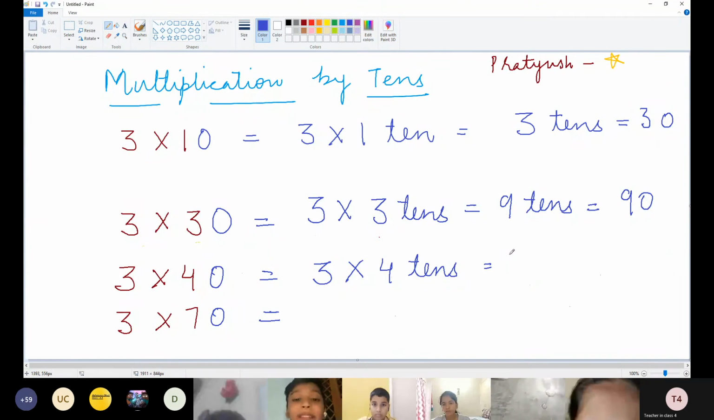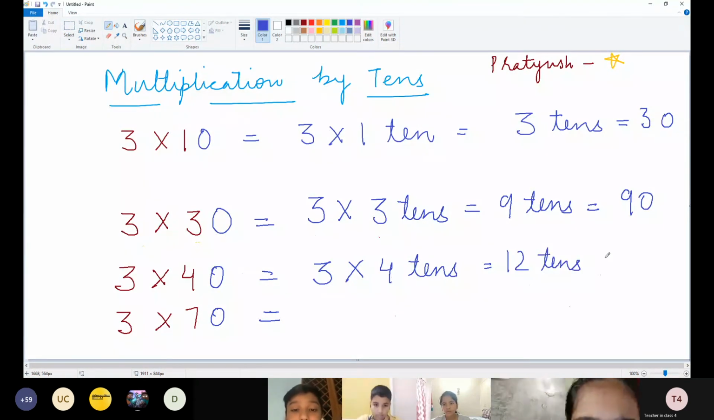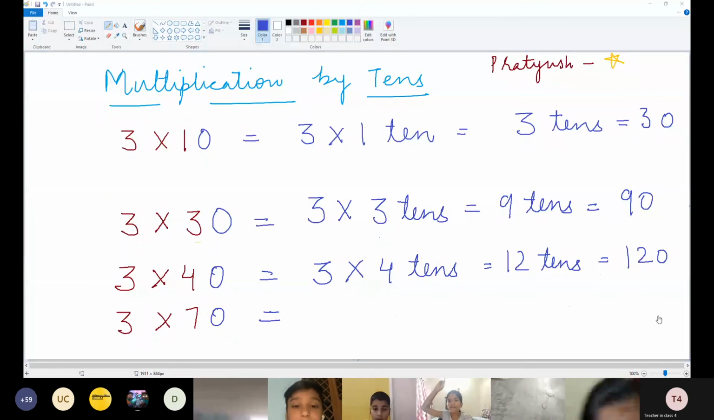Ma'am, here will come 12 tens. And then here? Then here will come 120. Do we have to write tens also, beta, Swastik? Tens भी लिखना पड़ेगा? 120. No, good. Excellent. Excellent, Swastik.